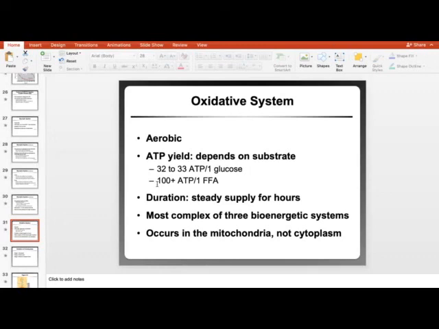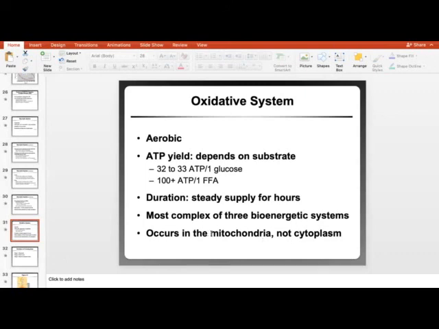All right. The oxidative system will last for hours because you can utilize fat, carbohydrate, protein, fat stores, free fatty acids, all sorts of different substrates for the utilization of oxygen in its creation of ATP. So this is the most complex of the systems by which living organisms get energy and fuel for movement. And this does not occur in the cytoplasm of the cells.